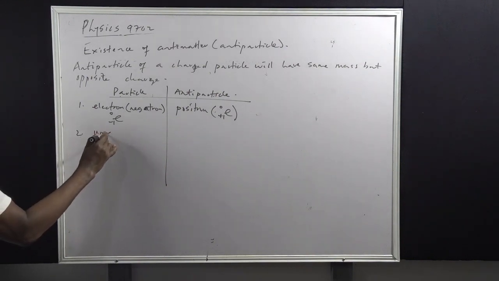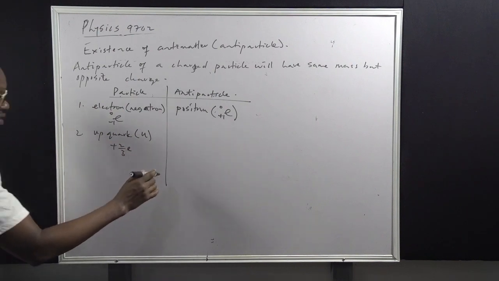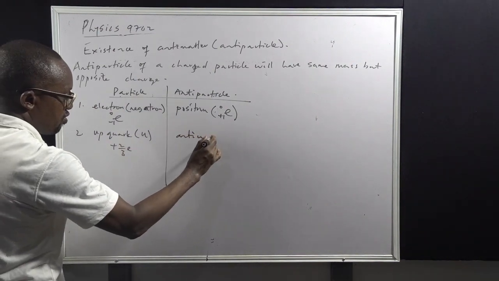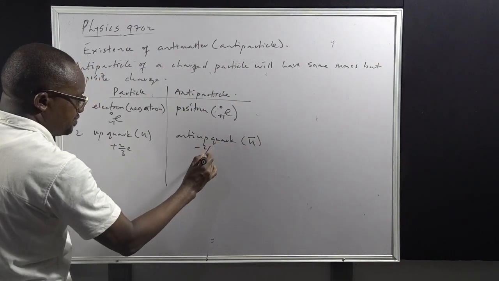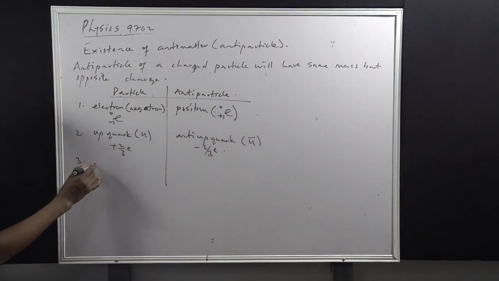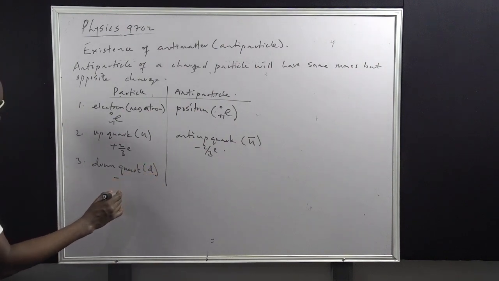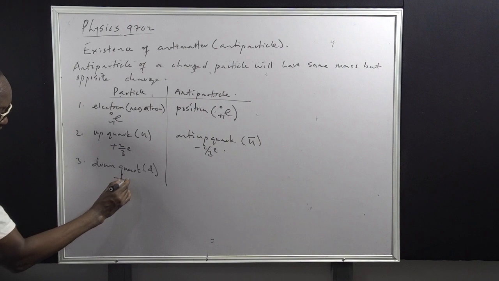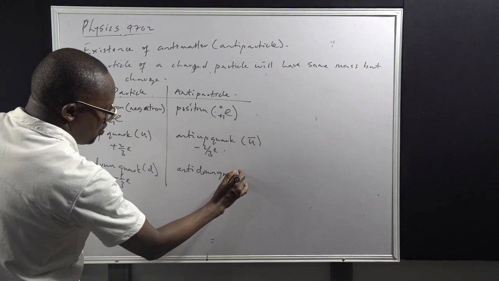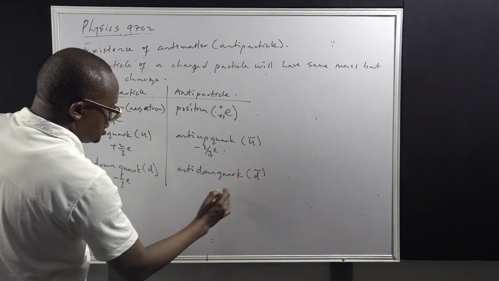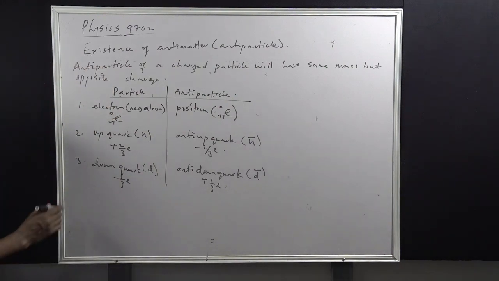Up quark, the charge is +2/3e. You have the anti-up quark. Symbol is U with a bar. The charge is -2/3e. Down quark, the symbol is D. It has a charge of -1/3e. Then you have the anti-down quark. The charge is +1/3e. You can go on and on like that.